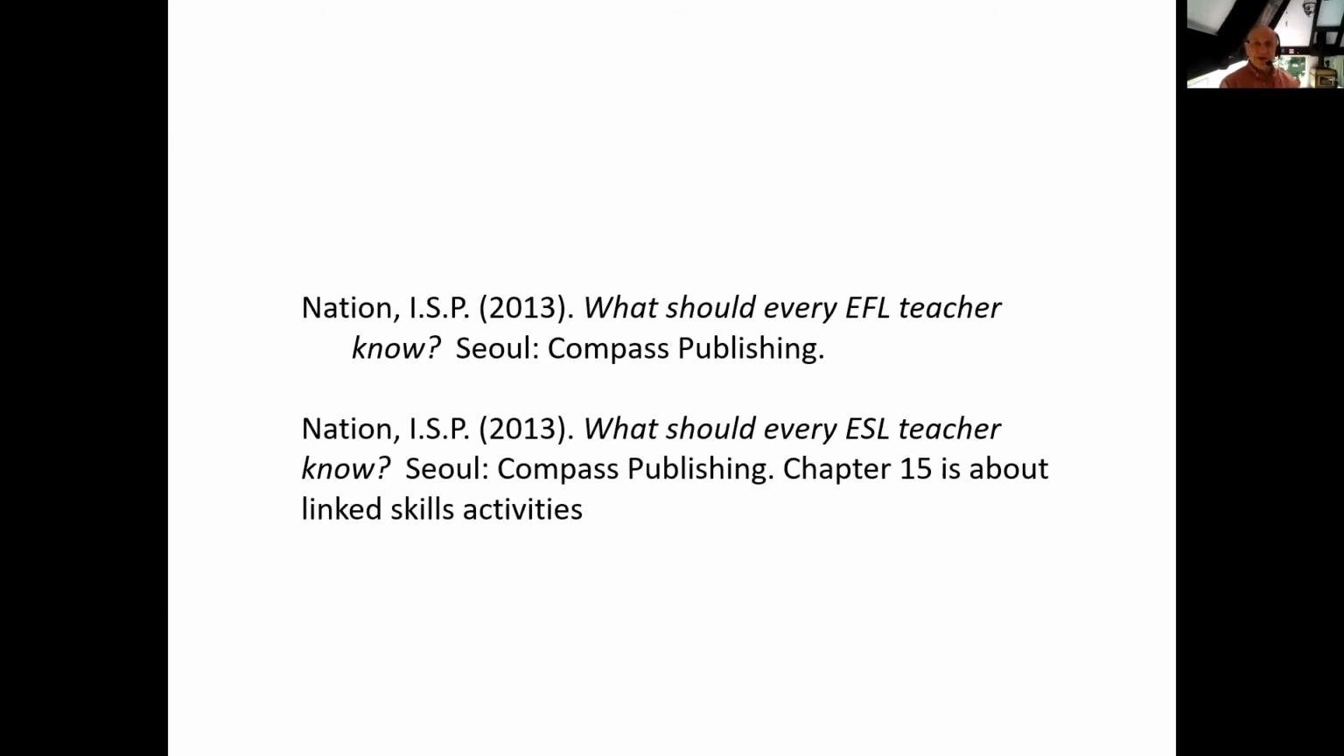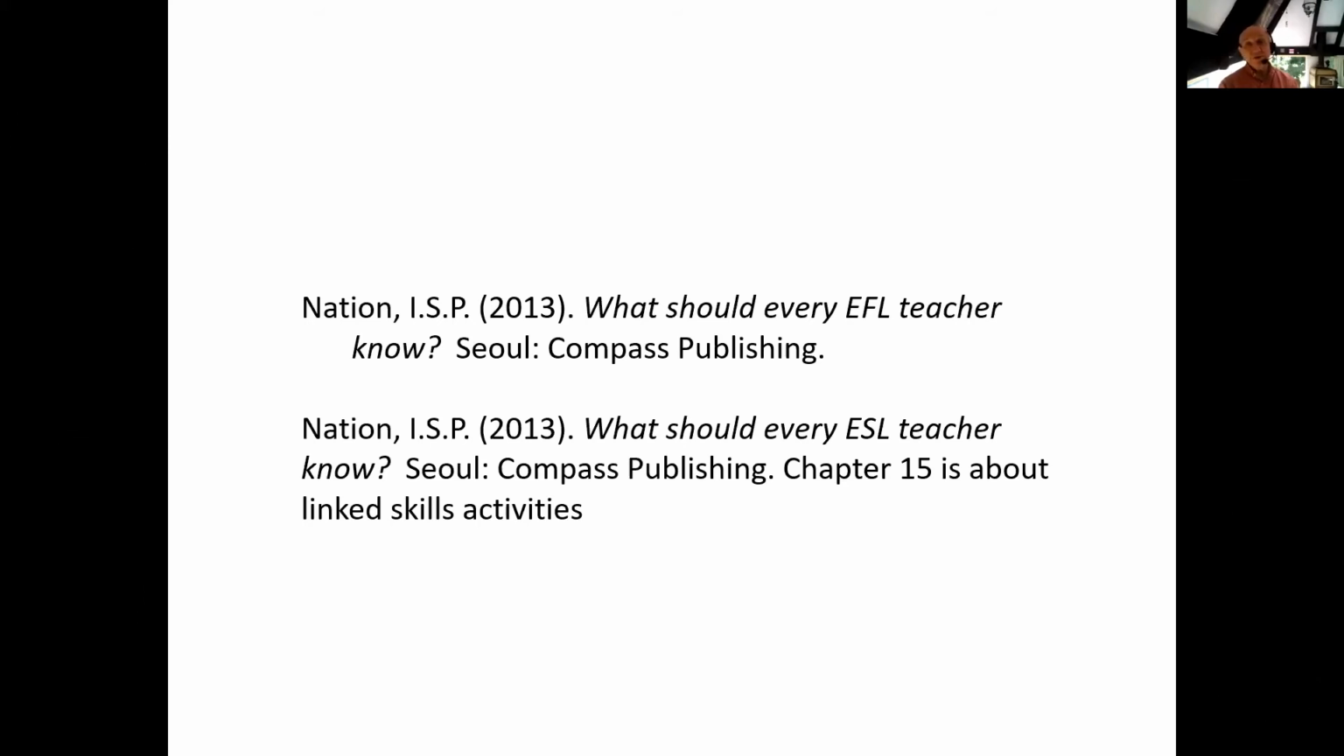I'd also like to recommend another book, and this is the book, What Should Every EFL Teacher Know? I've written many books during my lifetime as an academic, but this book is the one that I feel most satisfied about. After almost 50 years in the language teaching and teacher training profession, I thought I should be able to sit down and draw on my experience and all the reading and research that I've done to give recommendations to teachers of English as a foreign language. And so I did that.